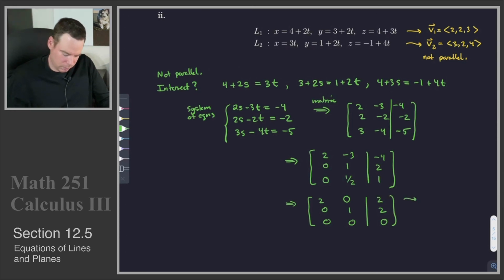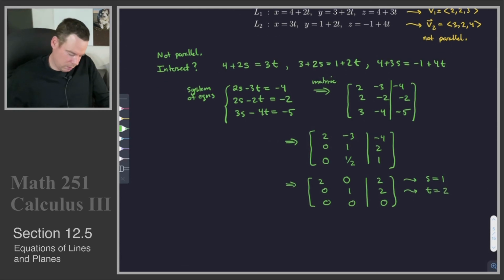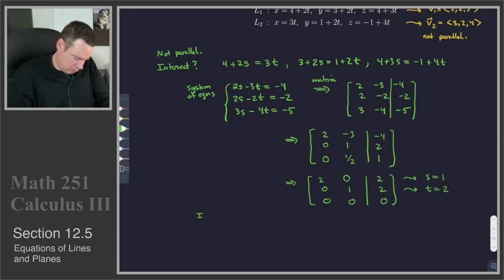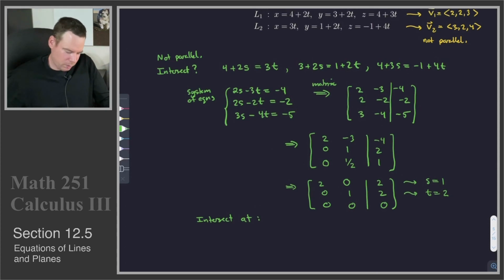And so now I can read off my solutions. S is equal to 1, and this tells me that t is equal to 2. So they do intersect. They intersect at what point? Well, I can take S and plug it into line 1, or I could take T and plug it into line 2. However I want to work out that point. In fact, a good check would be to do both.